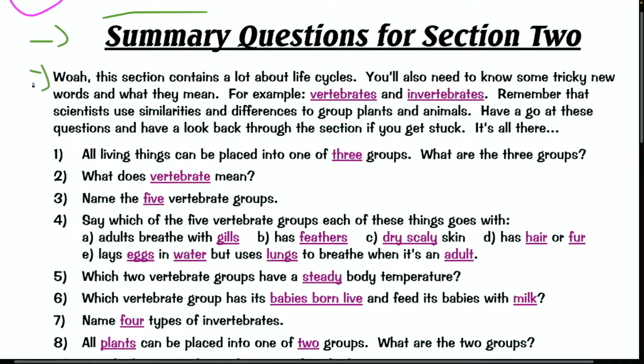Olha, que legal, okay? So, this section contains a lot about life cycles. You will also need to know some tricky new words and what they mean. For example, vertebrates and invertebrates. Remember that scientists use similarities and differences to group plants and animals. Have a go at these questions and have a look back through the section if you get stuck. It's all there. Okay, so this is the reading of this part, okay?